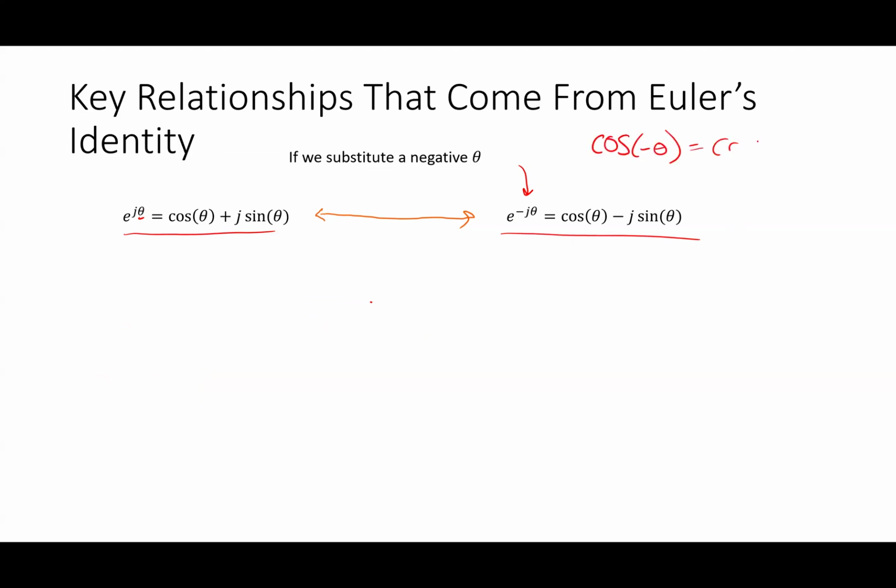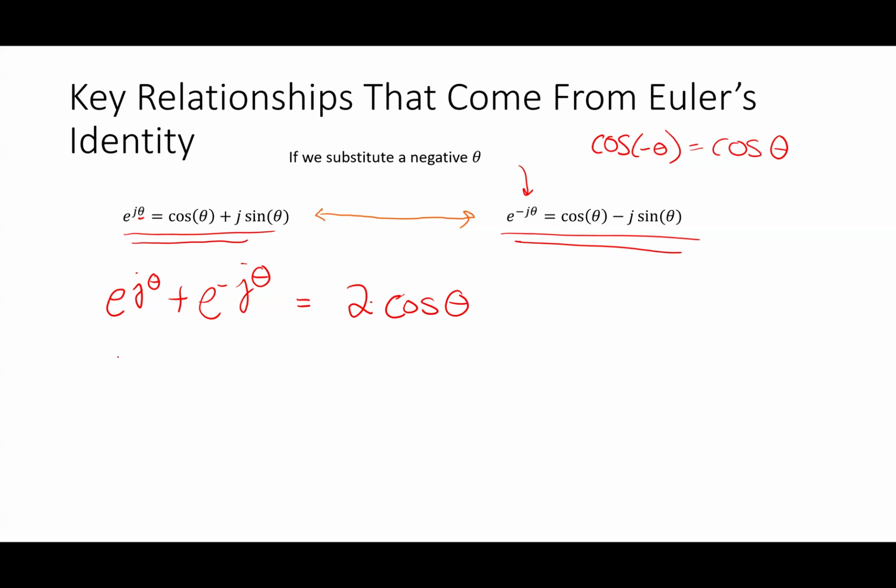Cosine of theta. And when I took sine of negative theta, the negative sign spit out. Okay. So let's say I tried to add together e to the j theta plus e to the negative j theta. If I add those two statements together, what would happen to the sine terms? They'd disappear and I would get 2 cosine theta.